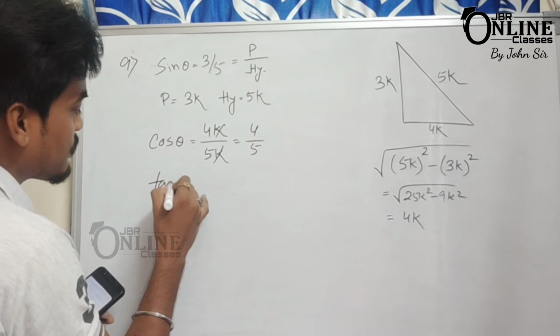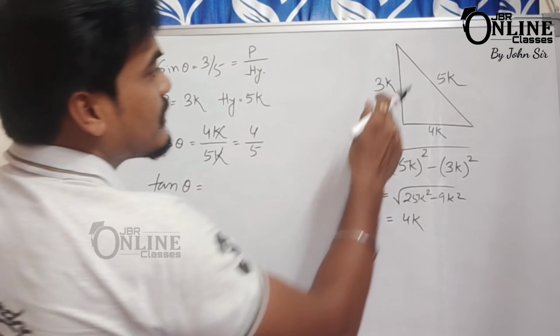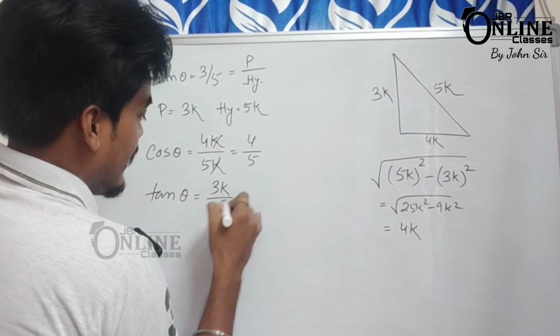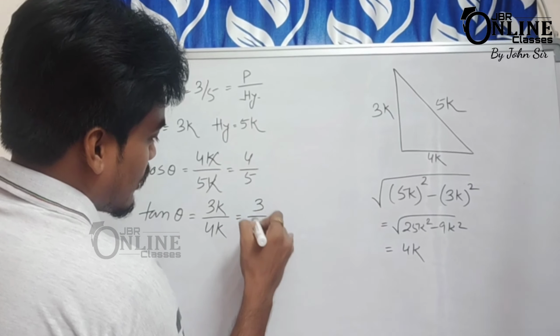Now next one, you have to find out tan theta. Tan theta means perpendicular by base. So that means 3k by 4k, and that equal to 3 by 4.